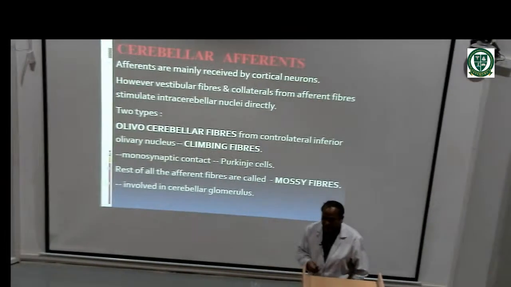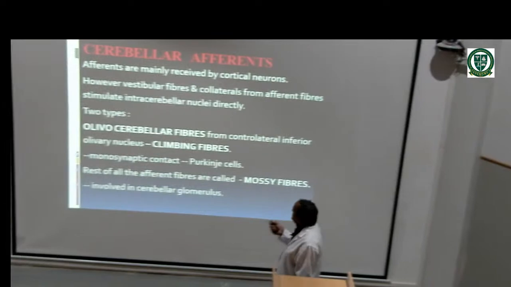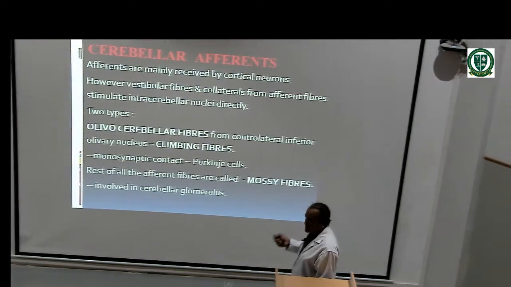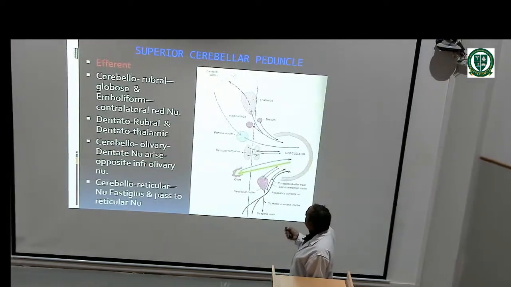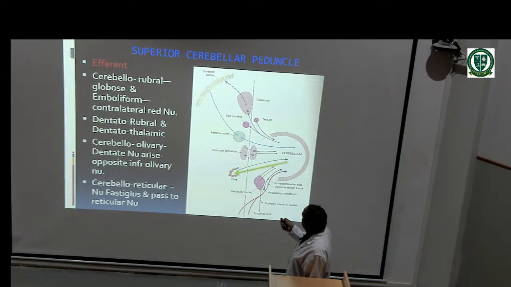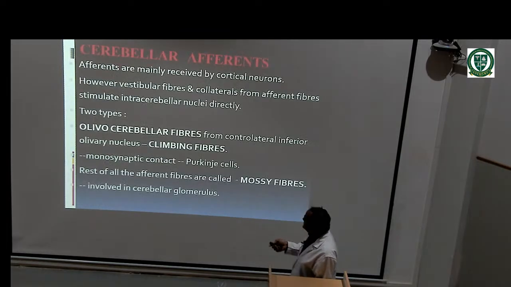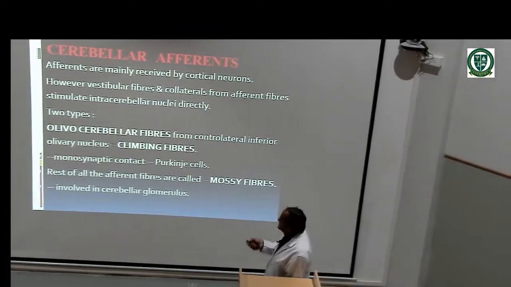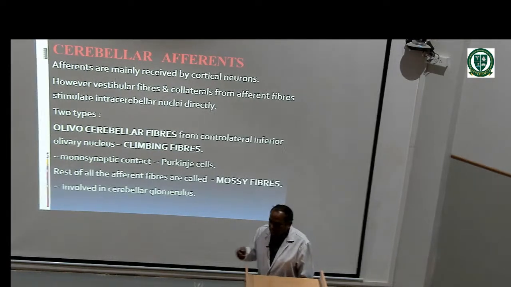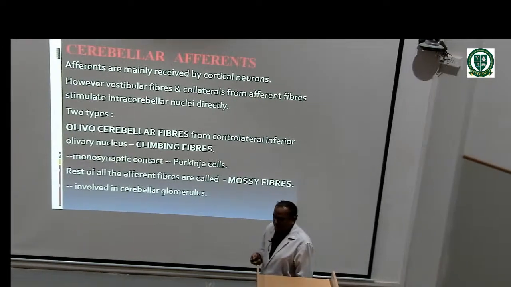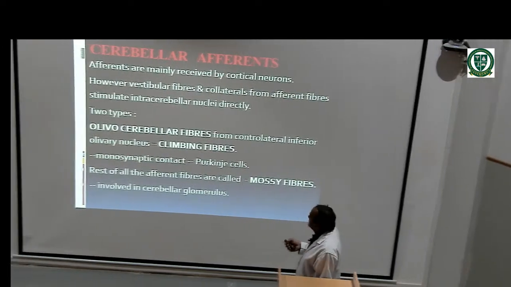So now we'll study the cerebellar afferents. They are mainly received from the cerebral cortex. In this diagram you can see this is the cerebellar cortex. The cerebellum receives the fibers from the cerebral cortex. So these are the afferent fibers. However, sometimes vestibular fibers and collaterals from afferent fibers stimulate intracerebellar nuclei directly.